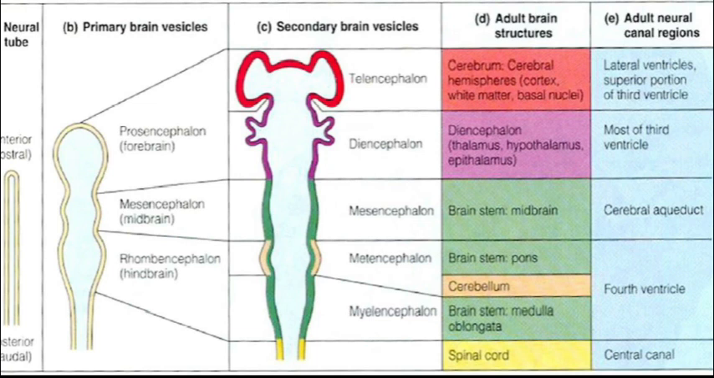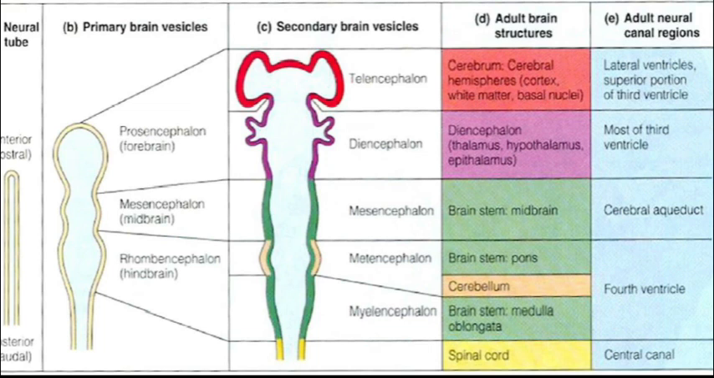Take a look at this diagram. You see that the adult neural canal region that you find in the diencephalon is the third ventricle. Most of the third ventricle actually forms there. Now we're still looking at the diagram.